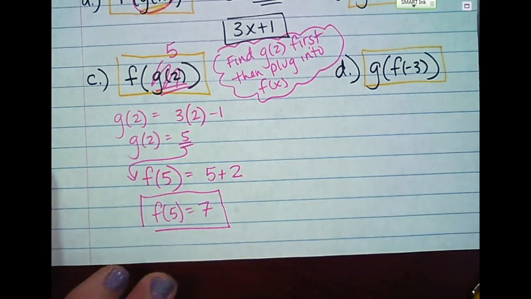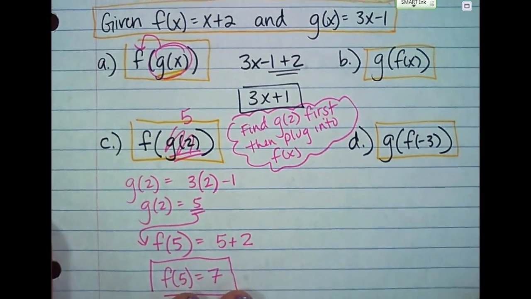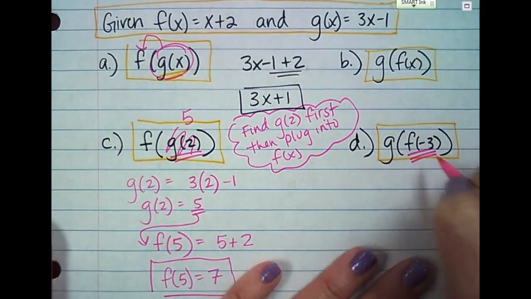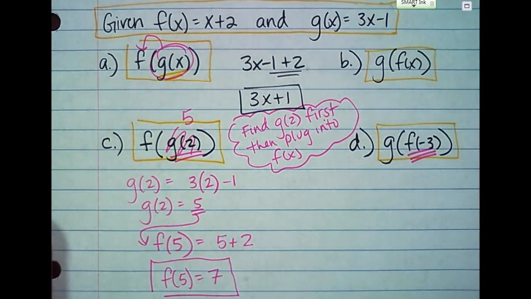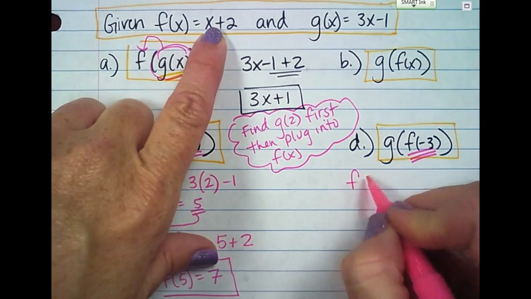Remember the secret. I'm going to put it down so you can see. Go back to the top and you're going to find this value first. Plug in negative 3 for x. Where's that at? It's right here. You're going to take negative 3. I want to know what is f of negative 3.